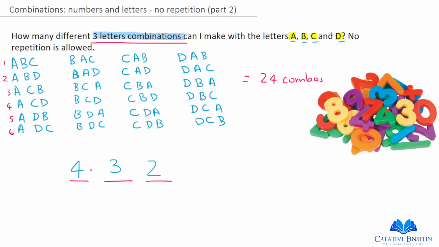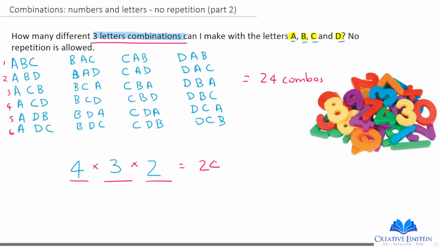Once you have done that, you're timesing it together. So 4 times 3 times 2 equals 24. And there you have it, 24 combinations.